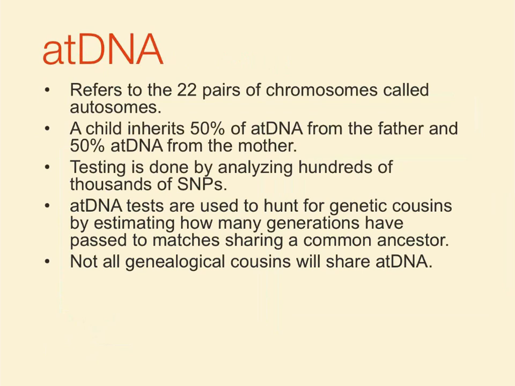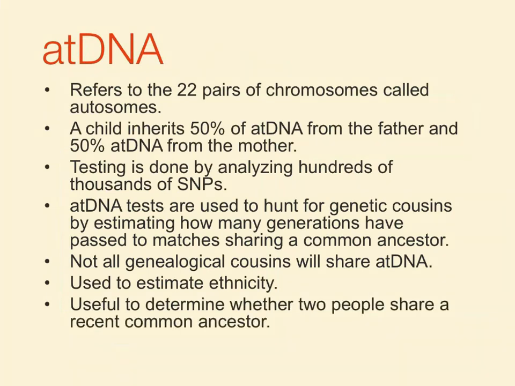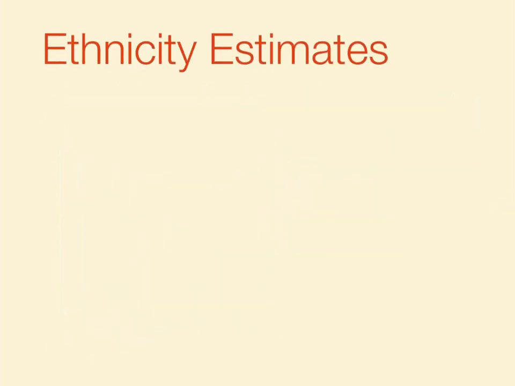And then if you look at cousins further away from you, first cousins, second cousins, third cousins, by the time you get out to about fifth and sixth cousins, it's more and more common that you will share very little autosomal DNA. So autosomal DNA is certainly used to create ethnicity estimates. And it's extremely useful for determining whether two people share a recent common ancestor, and I'll show this to you.